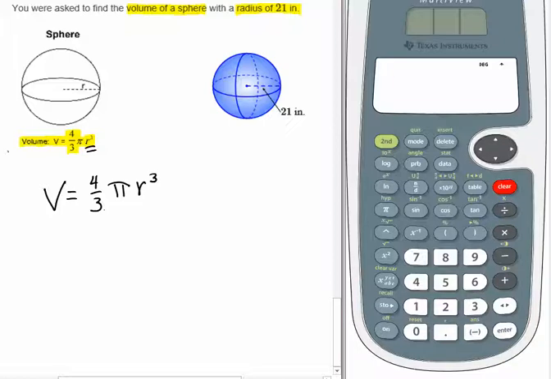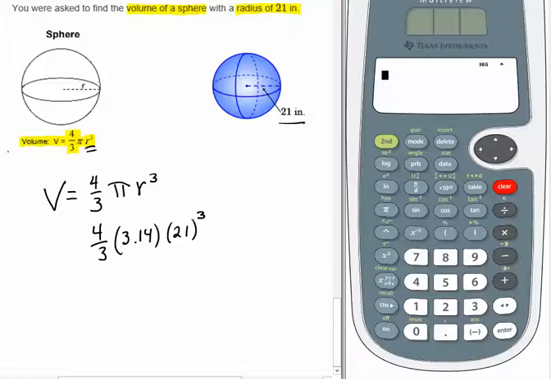So in this case, I'm going to take 4/3. Usually for pi, we use an estimation of 3.14. And then I'm going to take the radius, and it tells me the radius is 21. I won't put the units on here, but we'll remember that we're taking the units inches times inches times inches, so that's why we're going to end up with cubic inches when we're done. So we have to cube that.